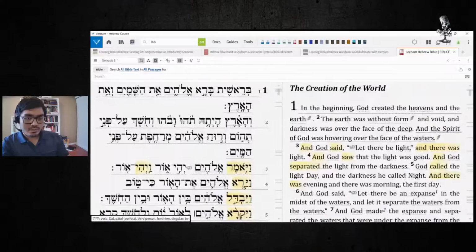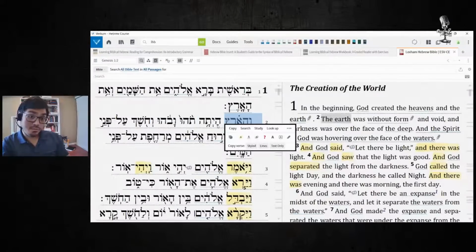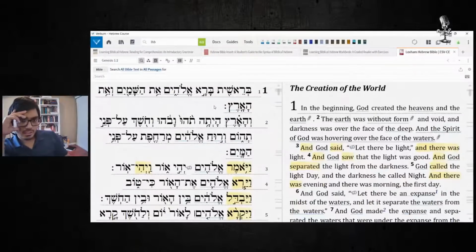Contrast that with verse 2, where it says, Veha'aretz hayta tohu vavohu. So notice that the first word in the clause is ha'aretz, which of course is a noun, not a verb. And because of that, the first verb in this clause cannot be a Viktor. Instead, you have a simple perfect form, hayta, contrast with vayhi in this case.